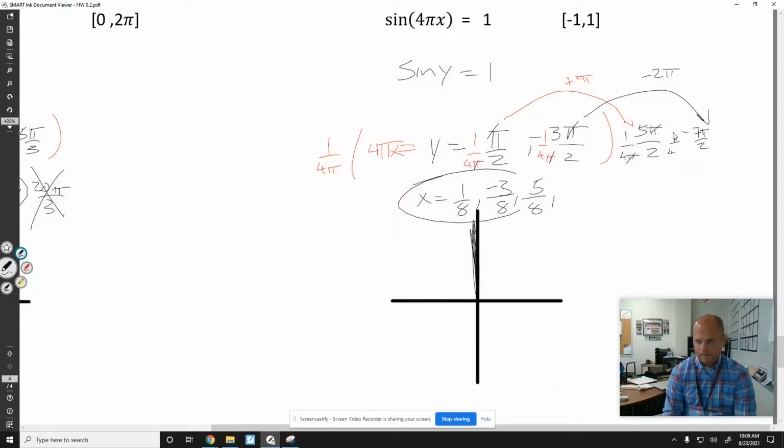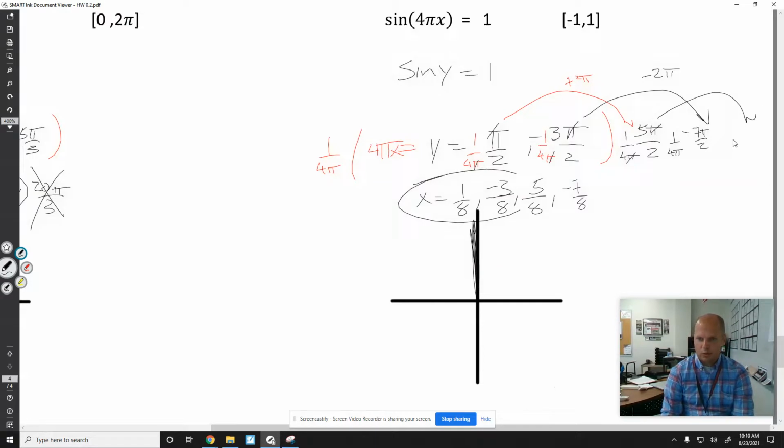Divide by 4 pi, -7/8. The pi's are gone. That's between -1 and 1. I have 4 solutions. Let's see if I can find another one.